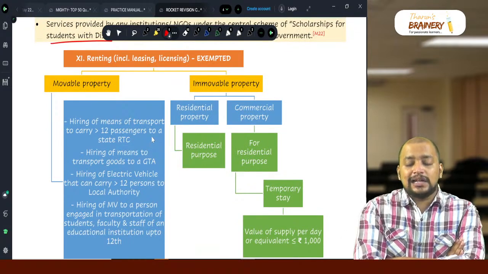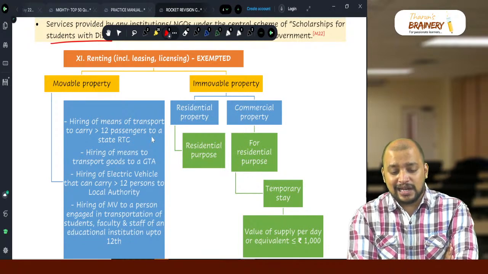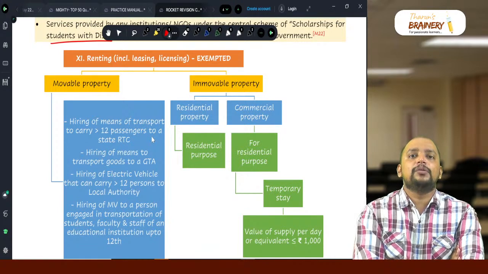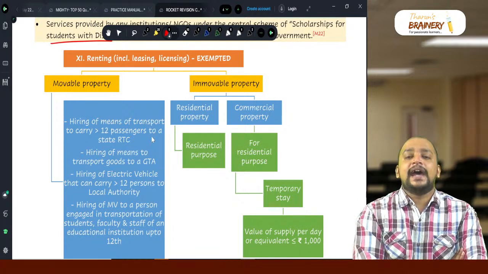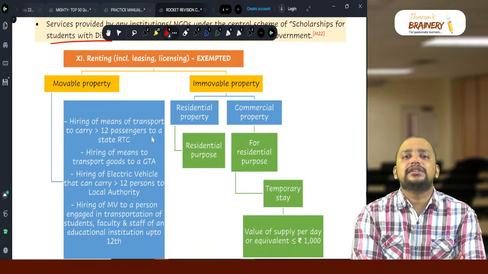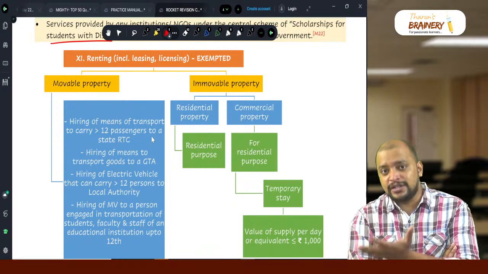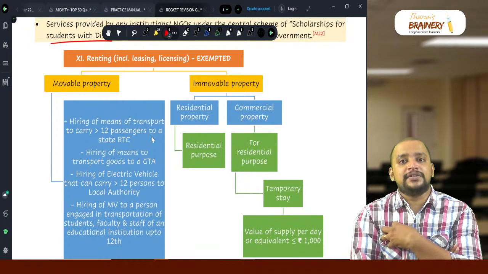including leasing, licensing. So renting including leasing and licensing is exempted, provided this is movable property. In case of movable property, 4 activities of renting is exempted. What are they? I have a motor vehicle that has a capacity to transport more than 12 passengers. So that motor vehicle I gave on rent to a state transport undertaking, that rent received is exempted.